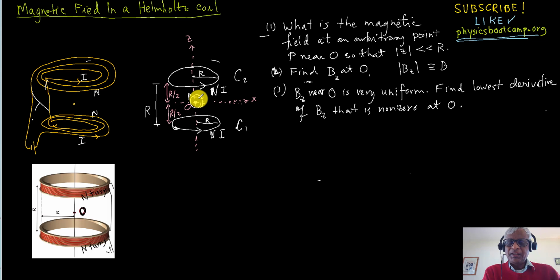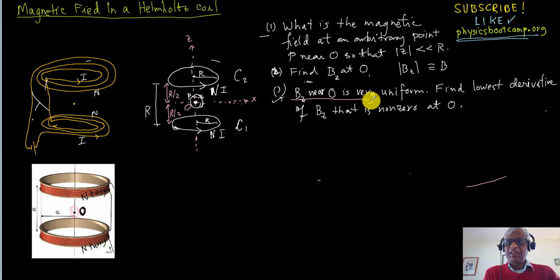Number 3 is the reason why this coil is used, because around here the magnetic field is really uniform, very uniform. So once you set it up, if you're looking for an extremely stable and uniform field, you'll use a Helmholtz coil. It's not that difficult to make, so it's really used a lot because of this reason.